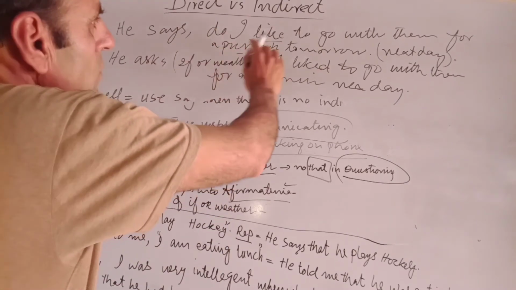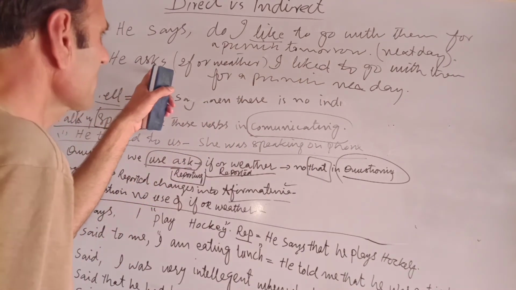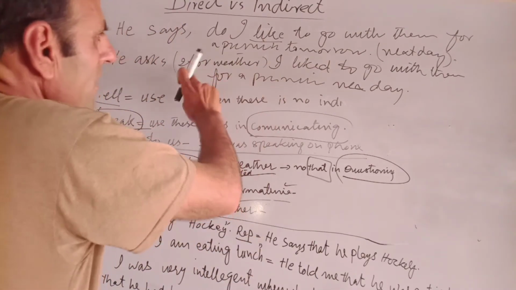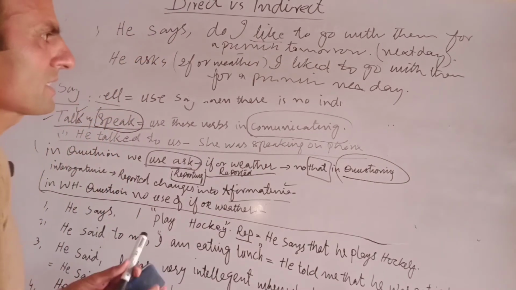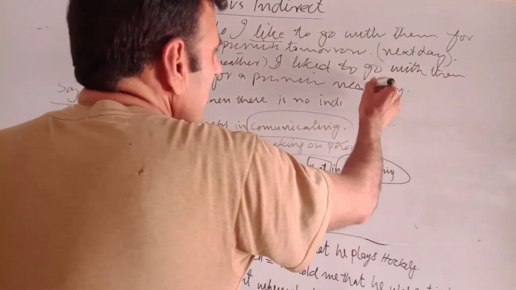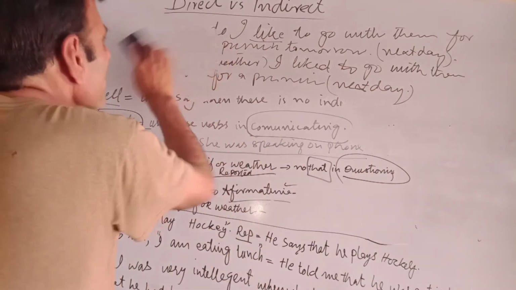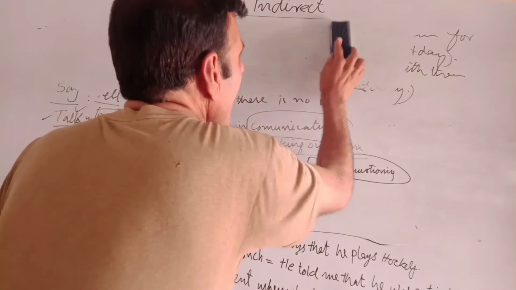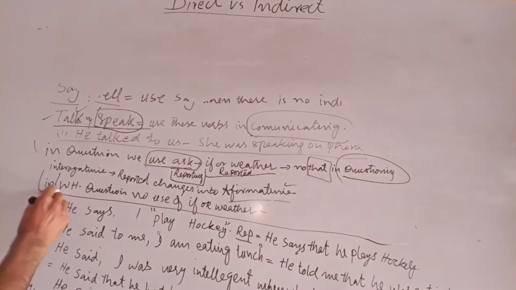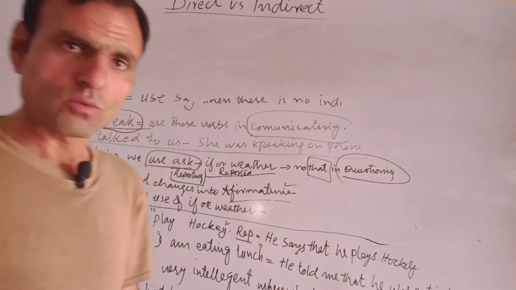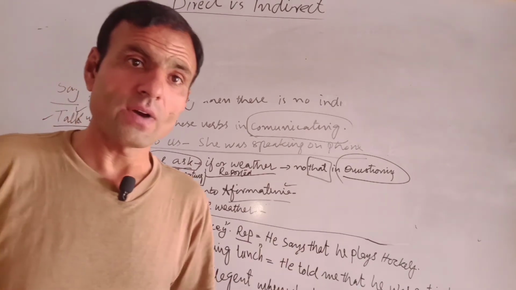He says, do I like to go with them for a picnic tomorrow? Now here he asks if or whether, one of them, I liked to go with them for a picnic next day. Next day is for tomorrow, okay? That's fine. See here, WH questions. We have WH questions like where, why, who, when, what, and so on.